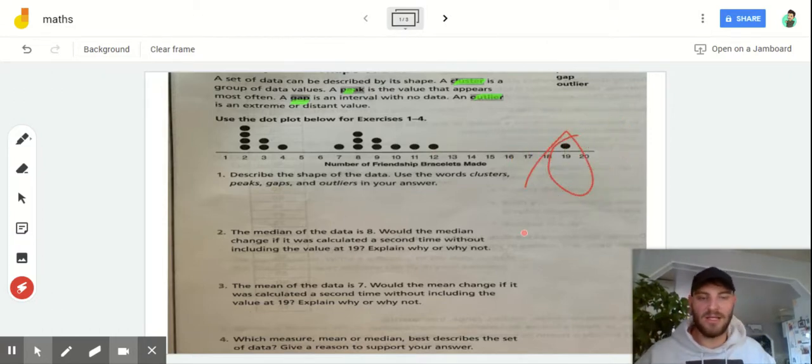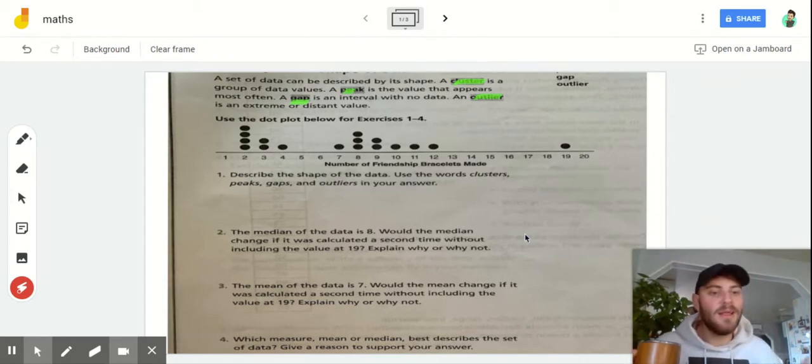So that's your outlier. It's an outlier, kind of like Brianna or Siavi. They're outliers and nobody likes them.